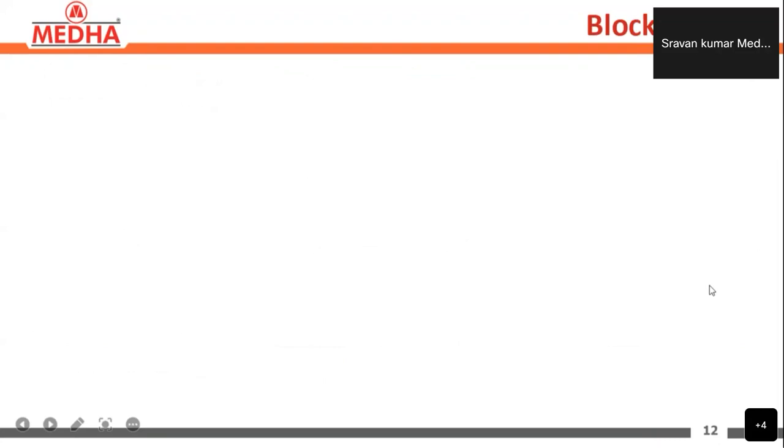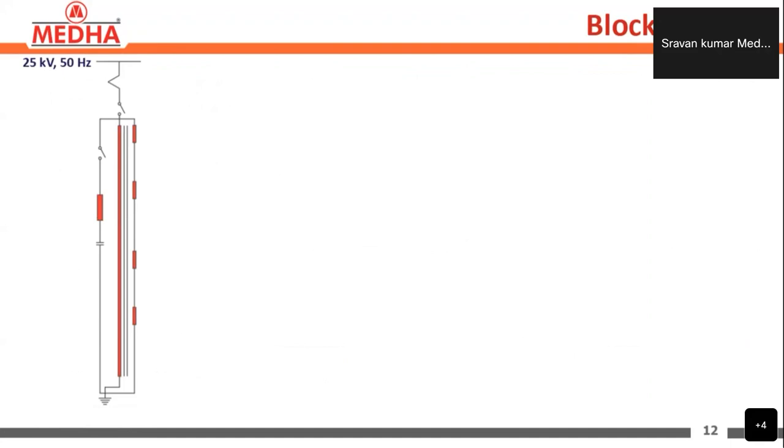Next, coming to the block diagram. So this is the block diagram of the control and the propulsion system. Here we can see the OHC, 25 kV, 50 Hz nominal. And from that we are getting to the pantograph, then the VCB. So here we can see the primary winding, and this is the filter winding here.